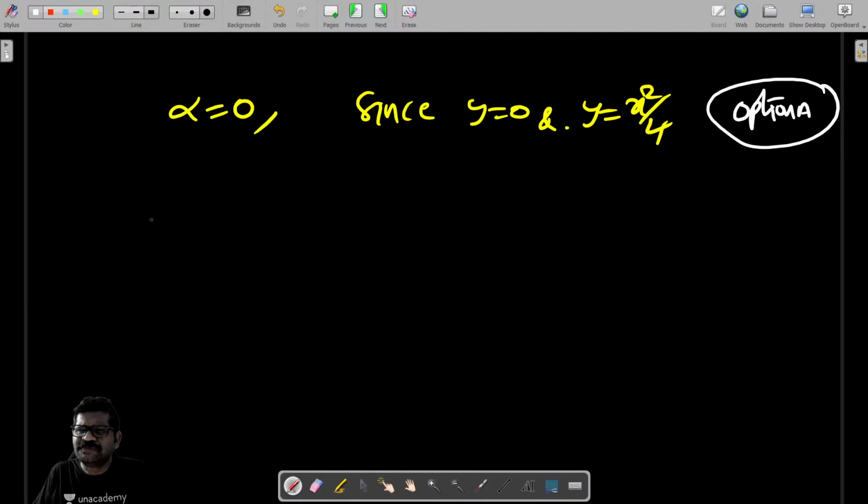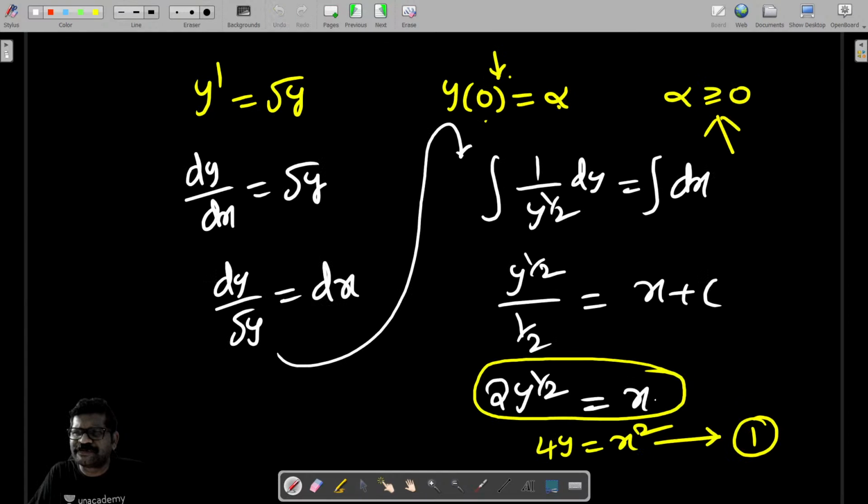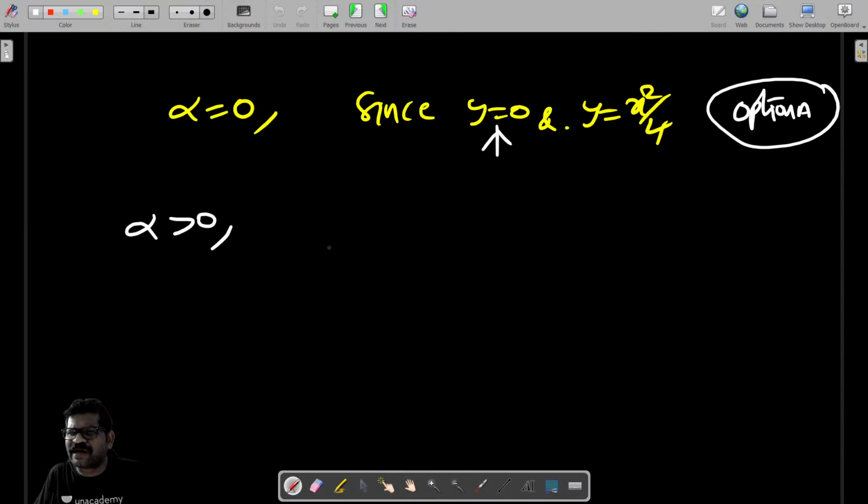Next, suppose alpha greater than 0, then what happened? If alpha greater than 0, then y equal to 0 is not a solution, because if you put x equal to 0 here, y is not 0, y is alpha. That's why y equal to 0 is not a solution.